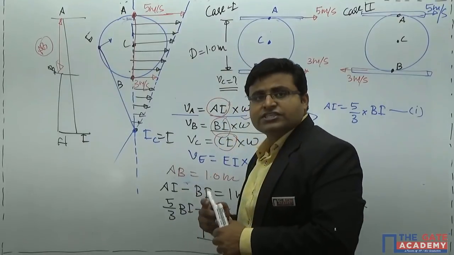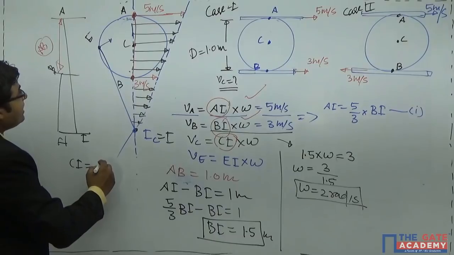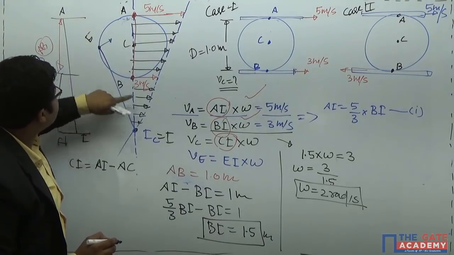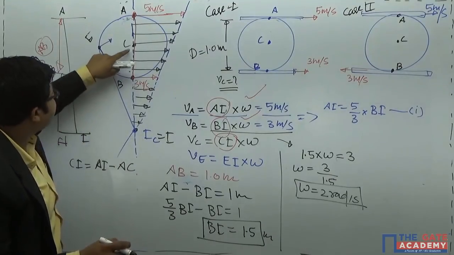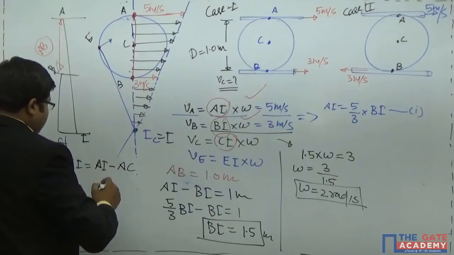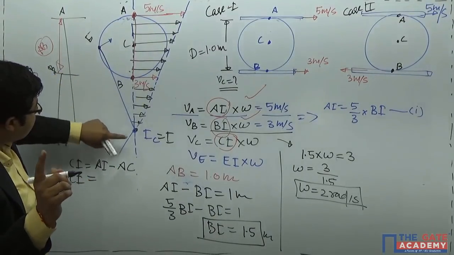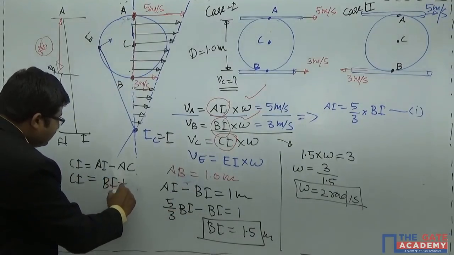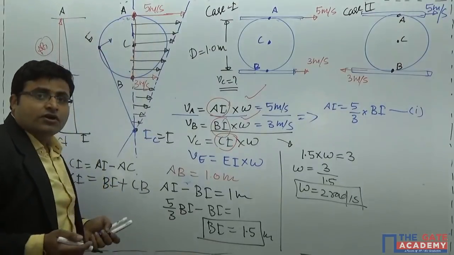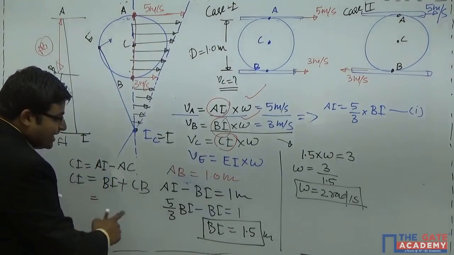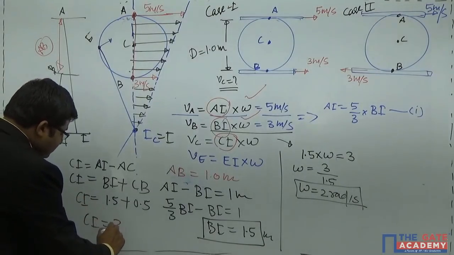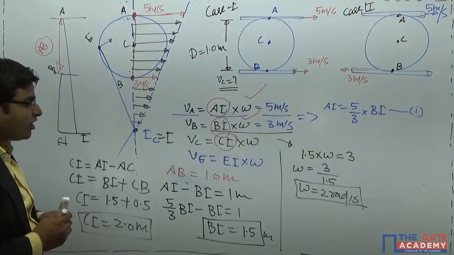We can write the equation for CI as, look at it very carefully, it will help you, AI minus AC. Look at this, what I have written. This is complete length. From here to here it is AI minus AC. AC is nothing but the radius of your disc, and that is half meter. Next, you can write CI equals to BI, this is BI. What you need to add? You need to add this CB. CB is also nothing but the radius of your disc. So now we can write this CI as BI 1.5 plus this CB, which is nothing but 0.5. So this CI will be 2.0 meters.